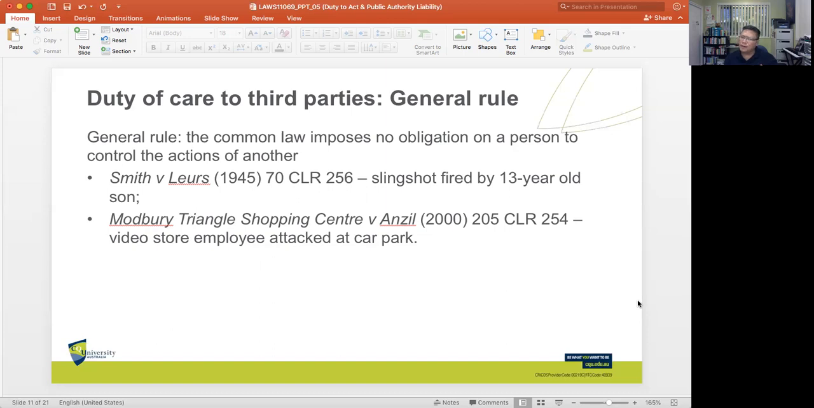When you think about it, imagine being in a shopping center. Would the shopping center have a duty of care so that your fellow shoppers don't harm you? The court ruled in this case that there is no duty of care on the part of the shopping center to the video store employee.